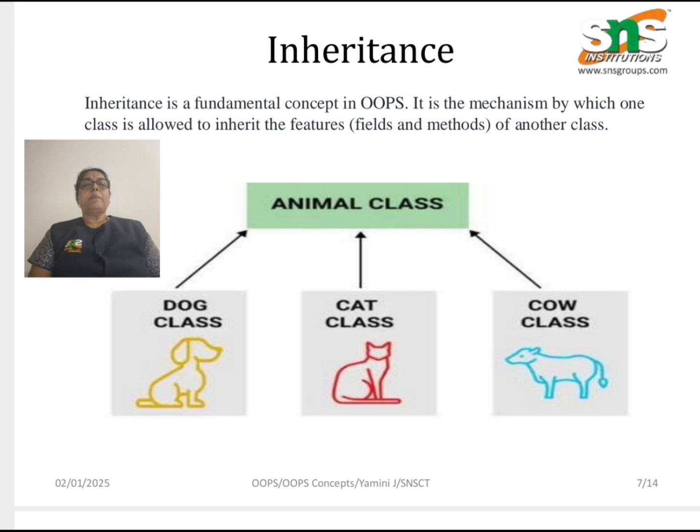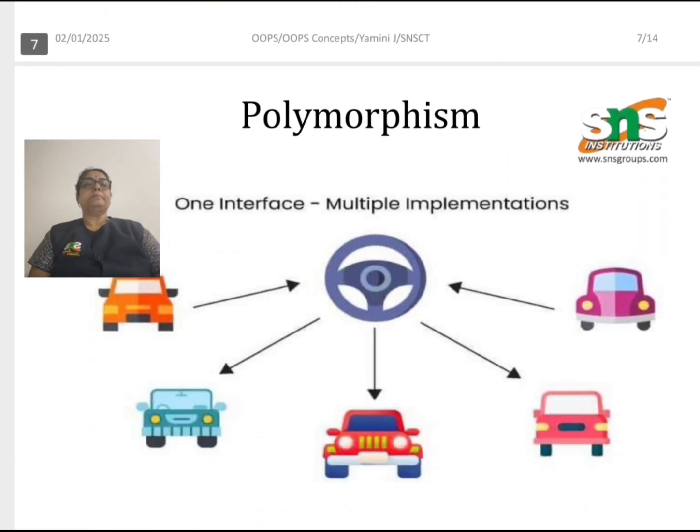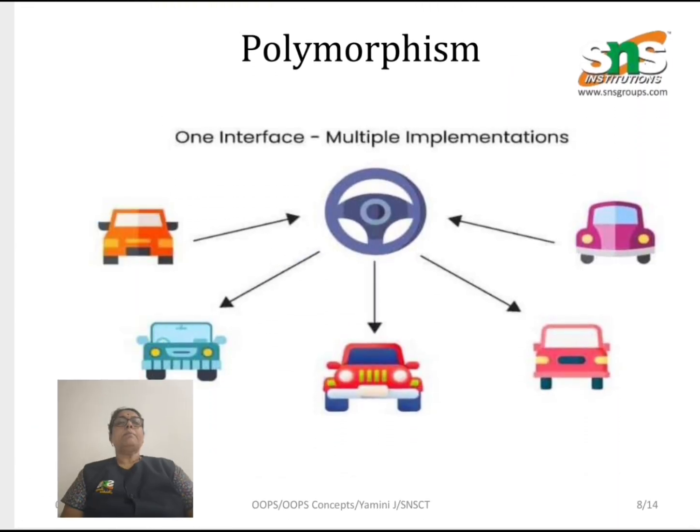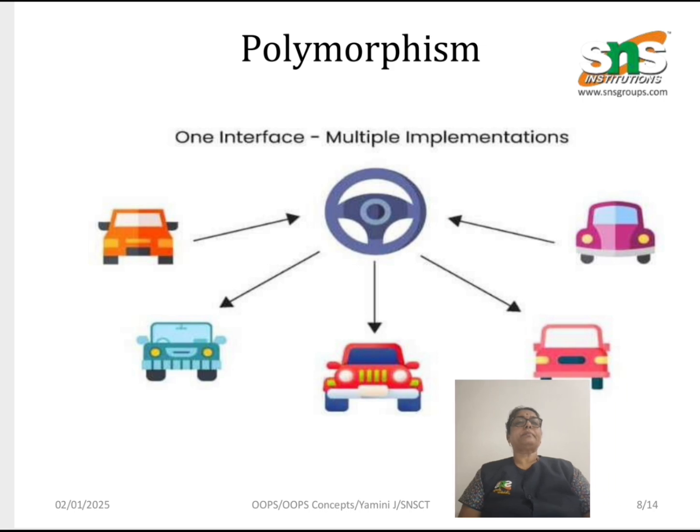Next one, polymorphism. Polymorphism means one name, many forms. It allows the same method or operation to behave differently based on the object. For example, the method called draw may draw a circle, rectangle, or triangle depending on the object used.